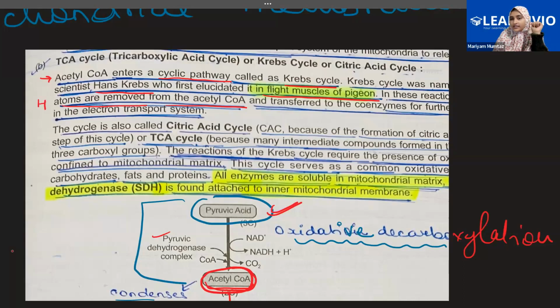transferred to the coenzyme for further conversion, or for the further collection in the ETS, that is the electron transport system. So if you think about it, in aerobic respiration, the TCA cycle and the electron transport system are very connected with each other. They go hand in hand.